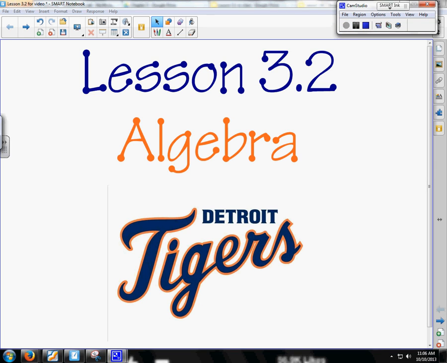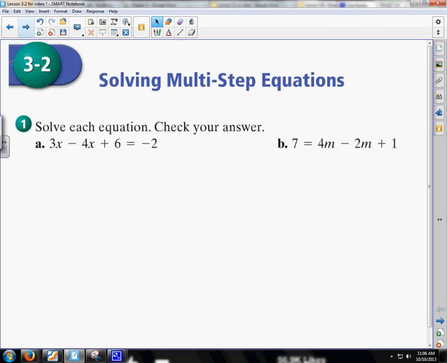Hey guys, this is lesson 3.2 for algebra. 3.2 is solving multi-step equations. So if you remember, this should be a review for you. When you have an equation like this, you're going to draw your line.